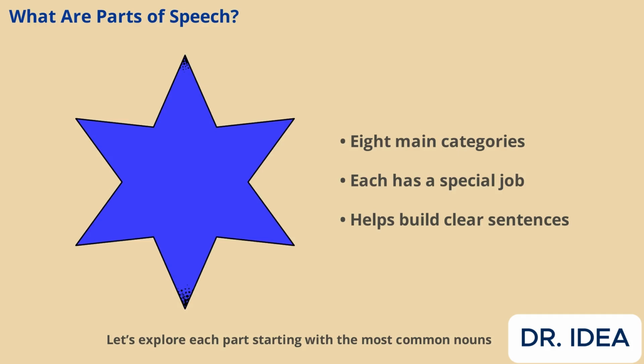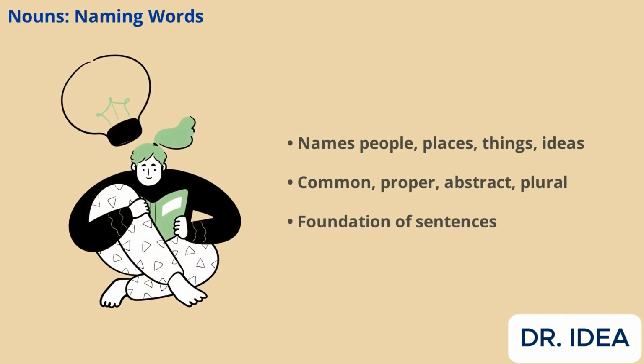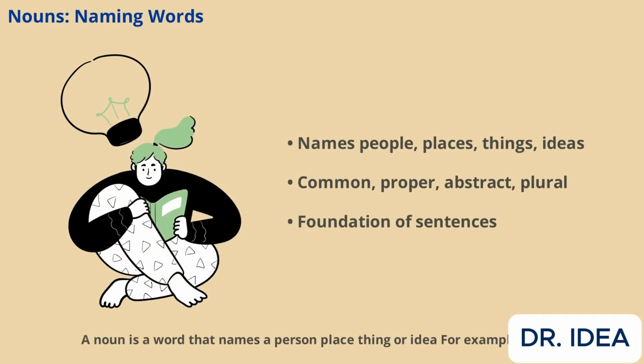Let's explore each part, starting with the most common, nouns. A noun is a word that names a person, place, thing, or idea. For example, teacher, Abuja, phone, and wisdom are all nouns. Nouns are everywhere in English.